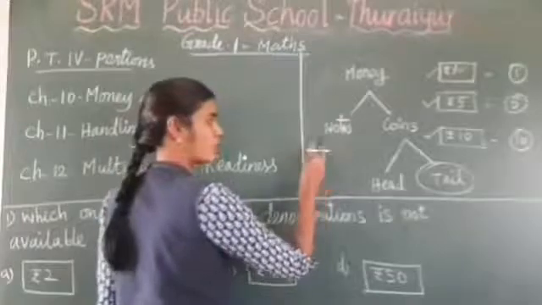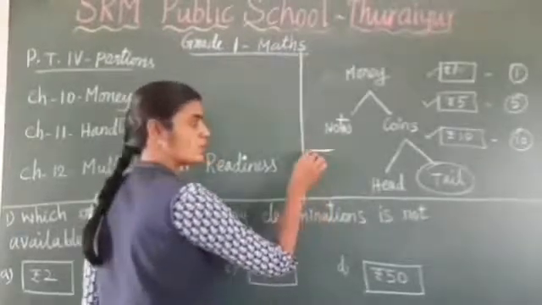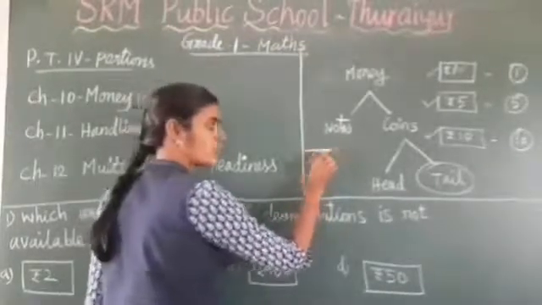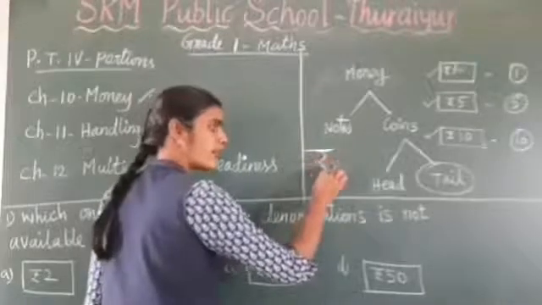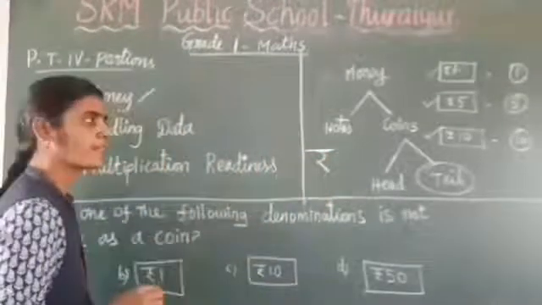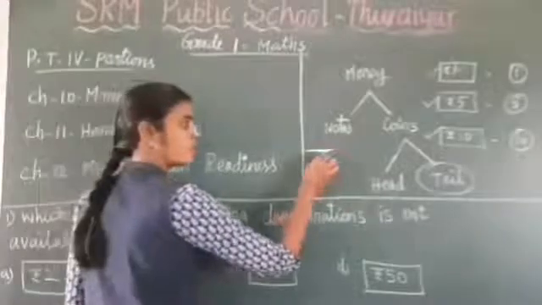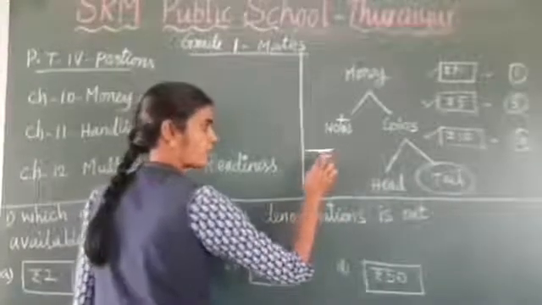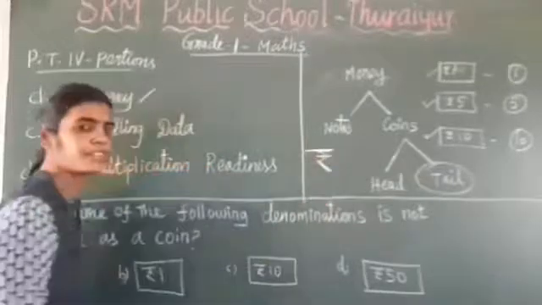How did you write the rupee symbol? Already I told you, this is one horizontal line, one curved line, then one slanting line. This is called the rupee symbol. Then one small horizontal line. This is called the rupee. Symbol of rupee.